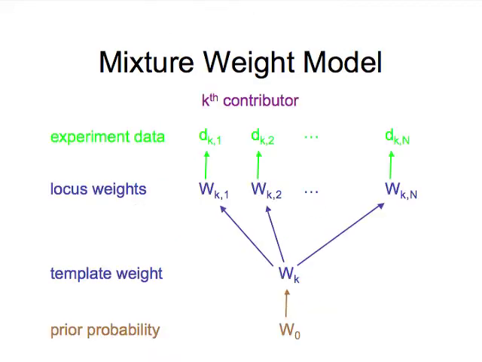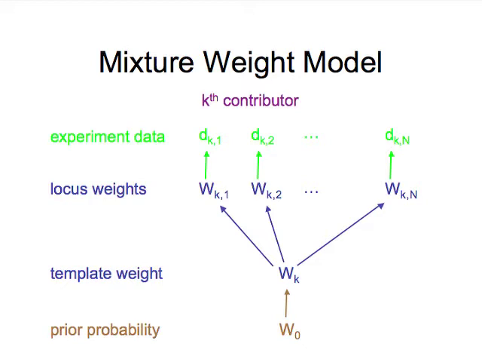Next slide. Here is a graphical representation of the mixture weight probability model. We're focused on the kth contributor. There can be any number of contributors. And we'll first take a look just at what's shown in blue. At the bottom, we have the template mixture weight. This expresses the relative quantity, as a number between 0 and 1, of what fraction of this contributor's DNA is actually present in the PCR template prior to amplification.